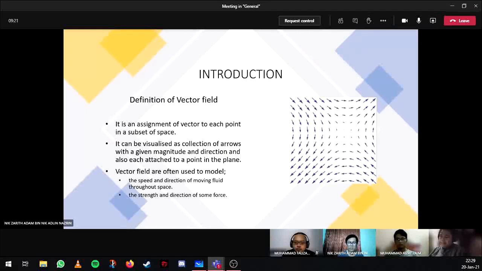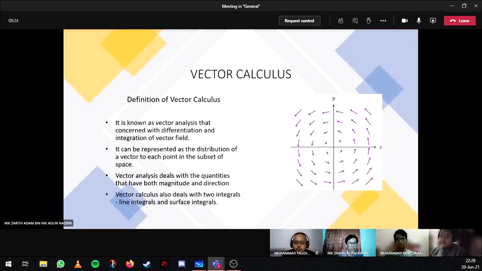Now let's proceed to the next part. Now it's vector calculus. What is vector calculus? What can be related with the vector field? Vector calculus is also known as vector analysis, and it deals with the differentiation and integration of vector fields. It can also be represented as a distribution of vectors to each point in a subset of space.